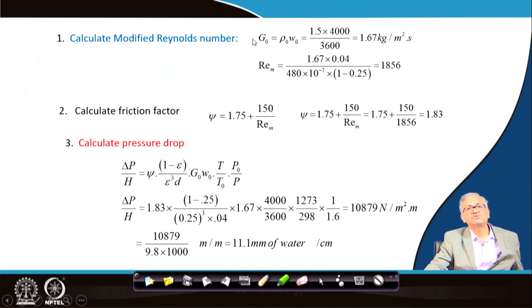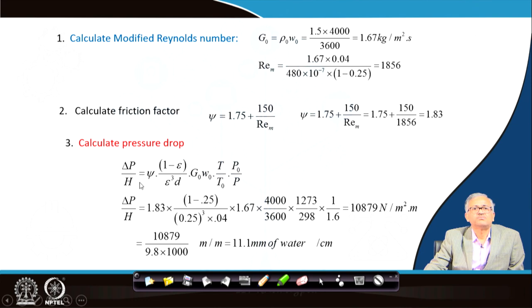First you calculate the modified Reynolds number, where G0 is equal to rho0 W0, rho0 being the density. I have converted everything from the CGS system to the international standard, that is the MKS system. So rho0 into W0 gives you G0, which comes around 1.67 kg per meter square second. Then you can calculate the Reynolds number by putting in all the values, and you get 1856, and the friction factor comes around 1.83.